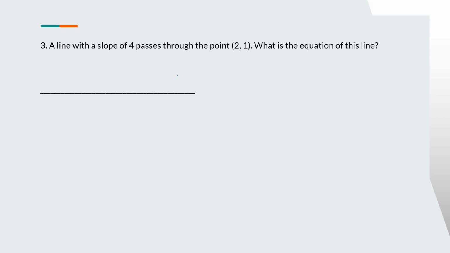So here we got a write-in answer. It says a line with a slope of 4. So slope of 4, remember slope is m. You guys got to start translating it. Goes through point (2, 1). And again, label everything out, x and y. What is the equation for this line? Well, it talks about slope, which means my equation is going to be y equals mx plus b.